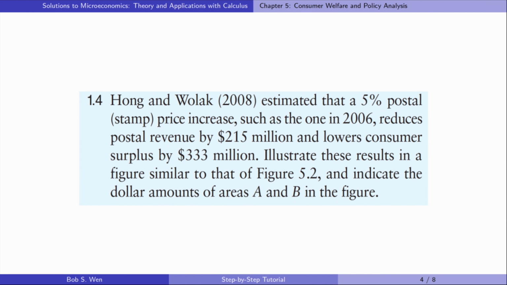Let's find answers to exercise 1.4. The researchers estimated that a 5% postal price increase, such as the one in 2006, reduces postal revenue by $215 million and lowers consumer surplus by $333 million. Illustrate these results in a figure similar to that of figure 5.2 and indicate the dollar amounts of areas A and B in the figure.